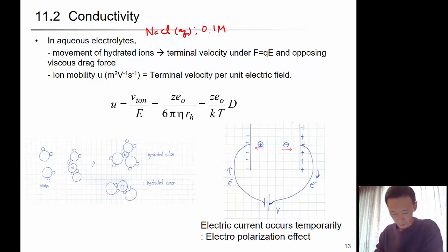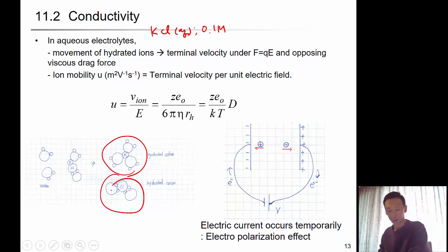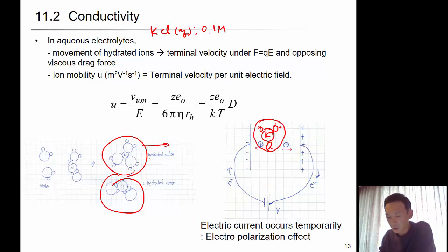And here I drew the potassium ion. The potassium ion will be hydrated with water, so it's surrounded by water molecules, and also the chloride will be hydrated with water molecules. This hydrated ion will move as one cluster when the electric field is applied. So you have potassium and water, water, water like this. Then the hydraulic radius of this cluster will be bigger than the potassium ion's radius.